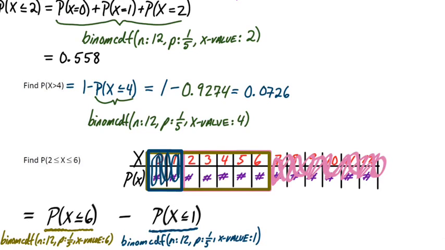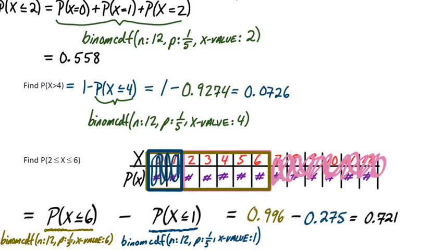And this is way more efficient than trying to type in binomial PDF for each one of these individual scenarios and then add those all up. So we start with, give me all the stuff 6 or less, that's what binomial CDF does, and then subtract all the stuff that's 1 or lower. So in the gold box, that'd be 0.996, and then subtract the blue box, that'd be 0.275, for a grand total of 0.721.